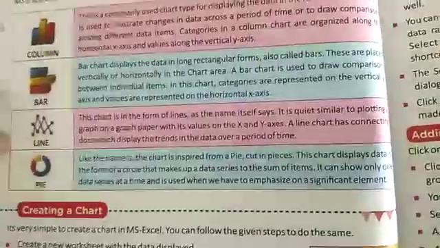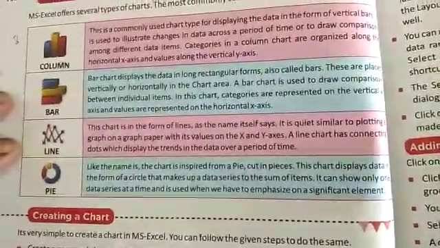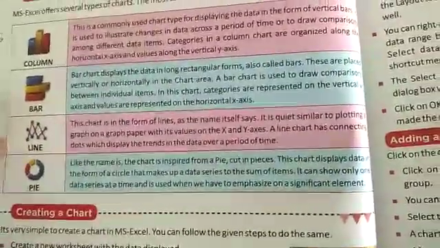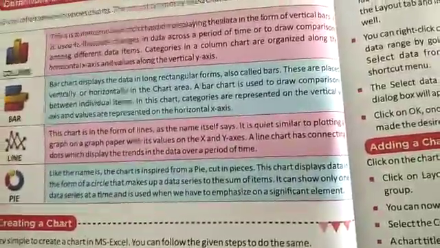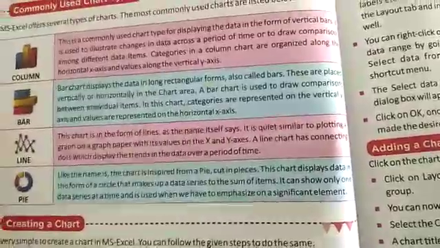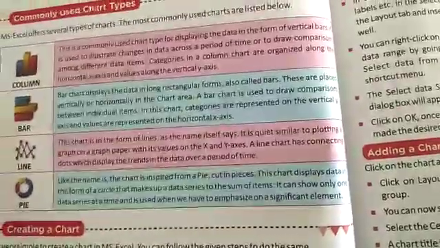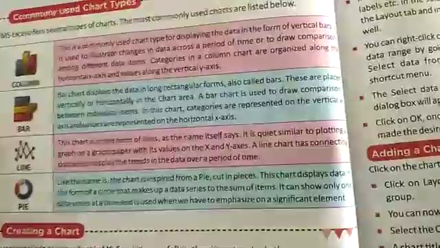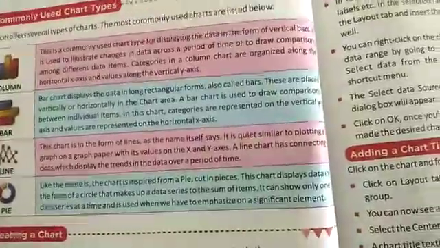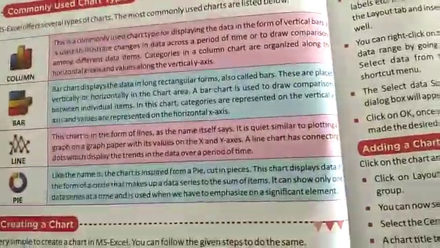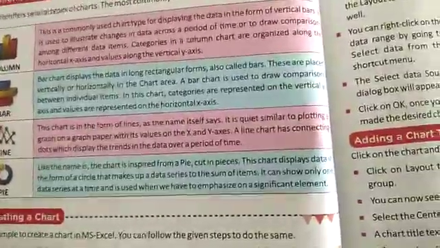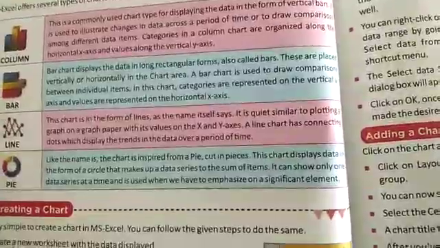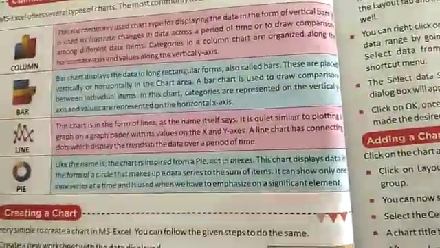Now the pie chart. Like the name says, the chart is inspired by a pie cut into pieces. This chart displays data in the form of a circle that makes up a data series to the sum of items. It can show only one data series at a time and is used when we have to emphasize the significant elements.